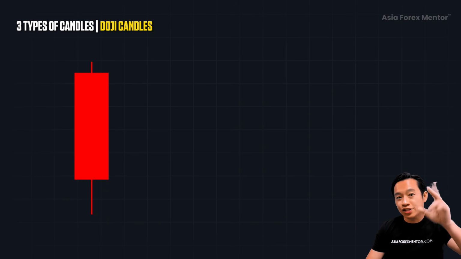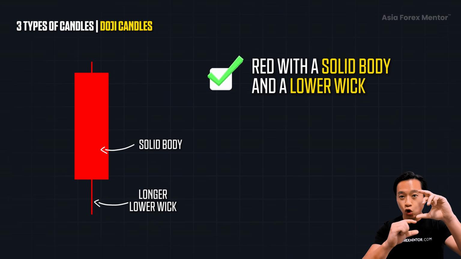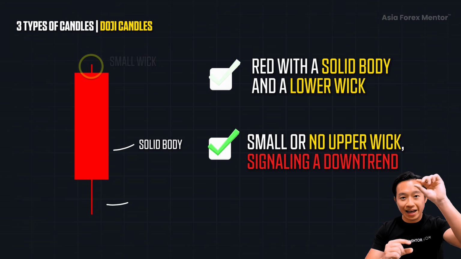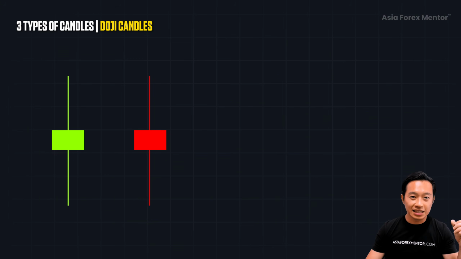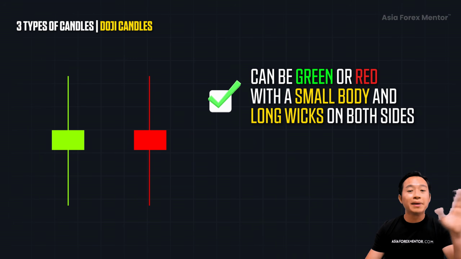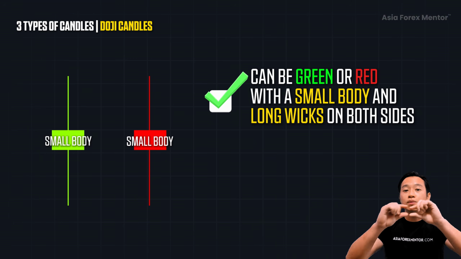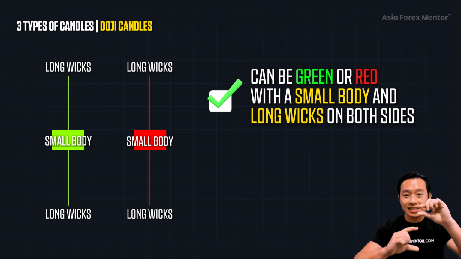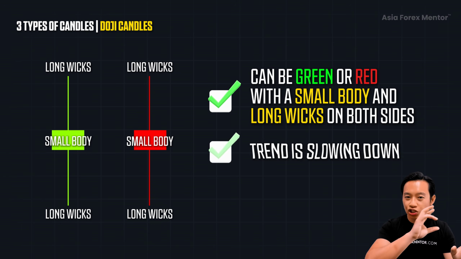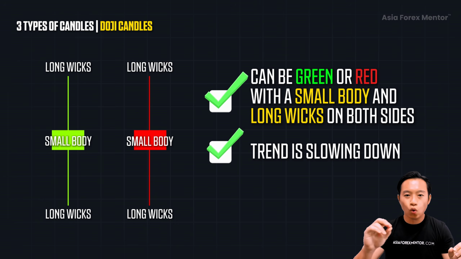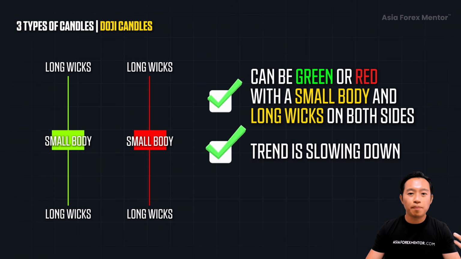Next, the bearish candle. The bearish candle is just the opposite, with a longer lower wick, and it may or may not have an upper wick. This signals a downtrend. Then the third one is the doji. The doji can be green or red, with a small body and long wicks on both sides. This means that the trend is now slowing down. The market is pausing before deciding on the next move.